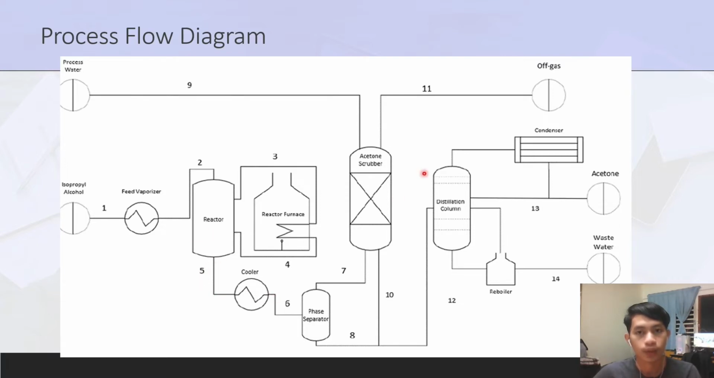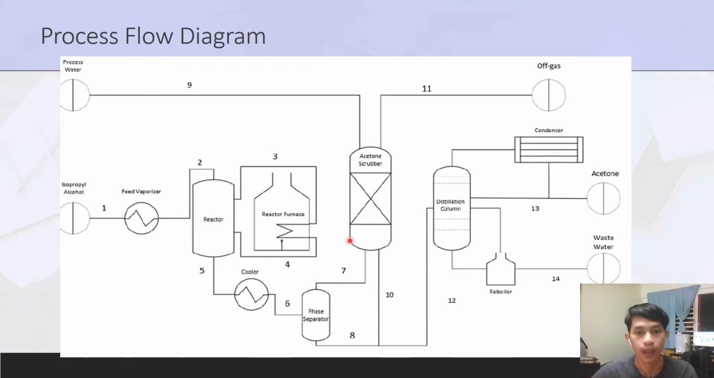Then it was sent to the cooler. In the cooler, the mixture from stream 5 is partially condensed, but none of the hydrogen gas is condensed. Then the product was sent to the phase separator. In the phase separator, the light gas such as hydrogen gas was sent to the acetone scrubber through stream 7, while the bottom product, the liquid components such as water, isopropyl alcohol, and acetone, was sent to stream 8.